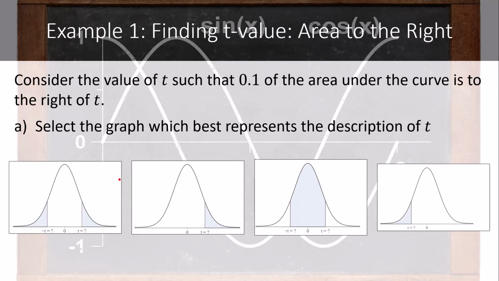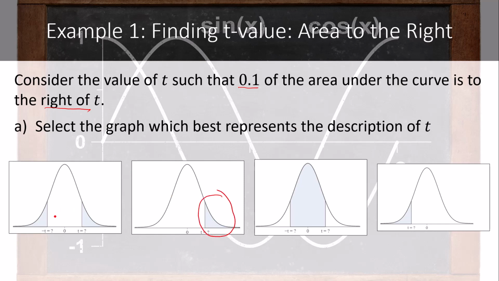Now here, we want to consider the value of t such that 0.1 of the area under the curve is to the right of t. And we want to select the graph which best represents that particular function. The shaded part under the curve is the area that we're concerned about, and we are concerned about the area to the right of t. Here's t. This is the right. This is the one that we want.